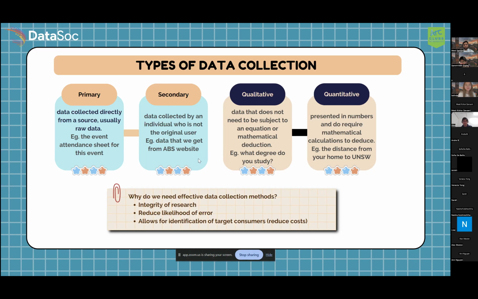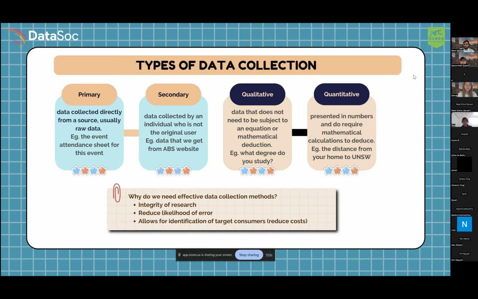Next, we have qualitative versus quantitative type. I'm sure you guys are already familiar with this, and I'll just touch on it and read it again for you. Qualitative data collection is data that does not need to be subject to mathematical deduction, which is just not a number. For example, what degree do you study? What is your favorite color? Those data cannot be converted into numbers, which is why it's called qualitative. And then quantitative data is data represented in numbers and does require mathematical calculations to deduce. For example, distance from home to UNSW.